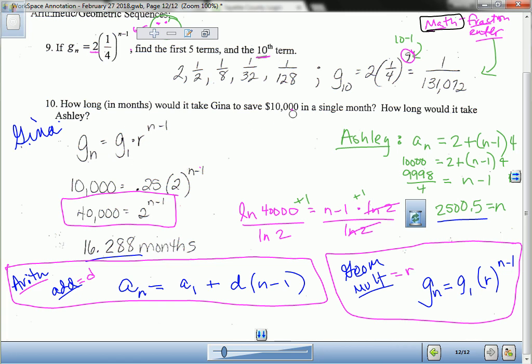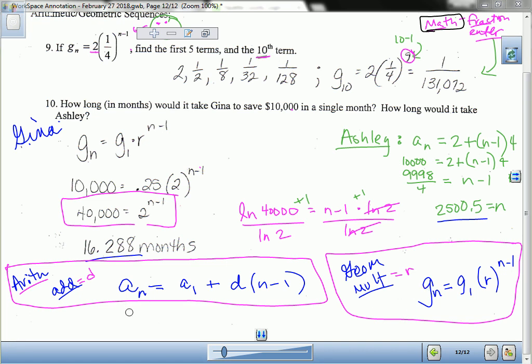So for Gina to get to $10,000, it would only take her 16.288 months. So by the 17th month, she would have 10,000. Now Ashley was a linear situation, an arithmetic, and it would take her 2,500 months. Gina's in a much better situation.